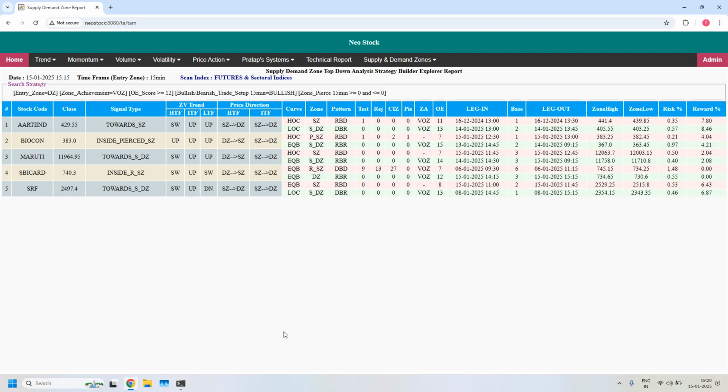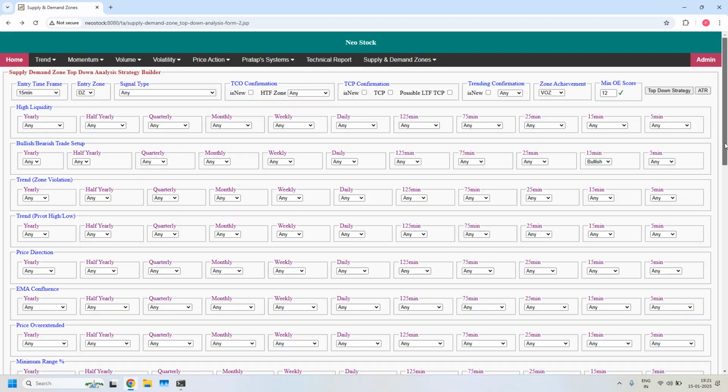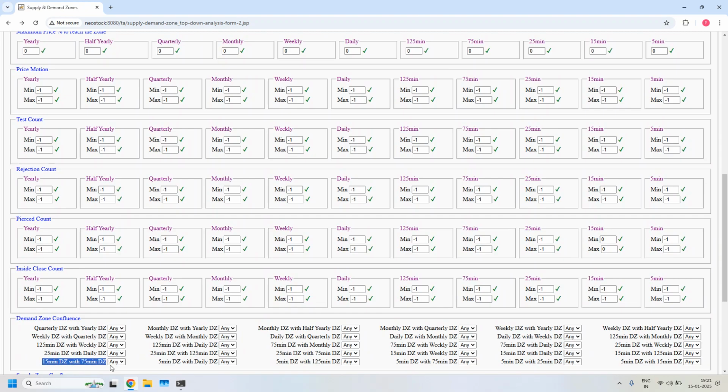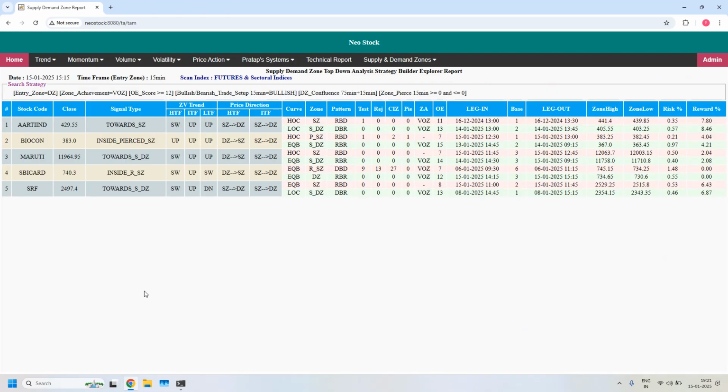Out of these 5 15 minute demand zones, some high liquidity demand zones are available. But we should also further filter them based on zone confluence. First filter is LTF ITF demand zone confluence, that is 15 minute demand zone with 75 minute demand zone confluence. I enabled the filter. With this filter, we got 5 stocks. In these 5 stocks, these 15 minute demand zones are part of the 75 minute demand zones, and the 75 minute trend is up in all these stocks. That is the ITF trend.